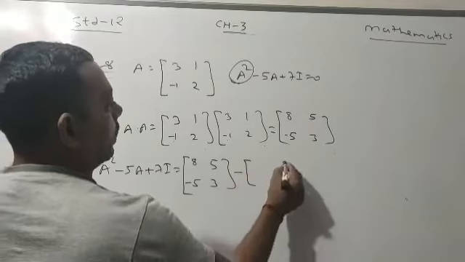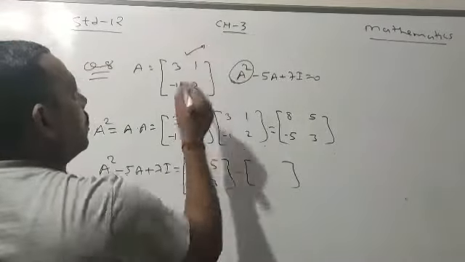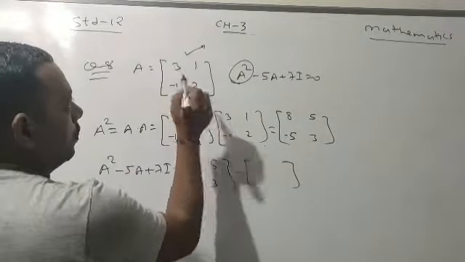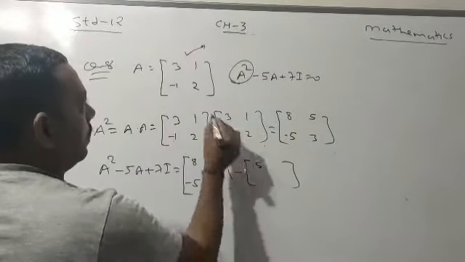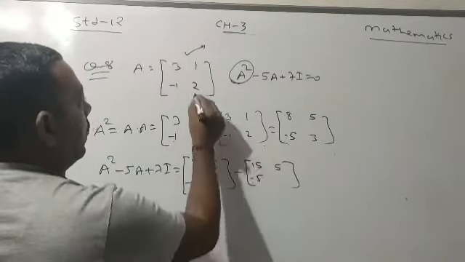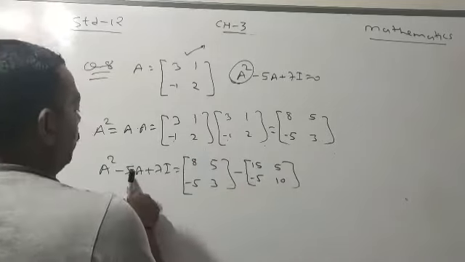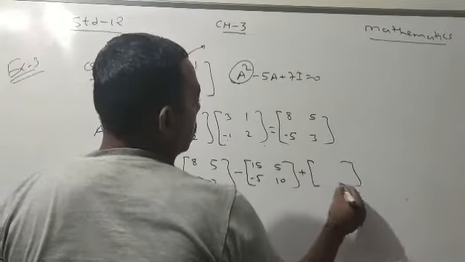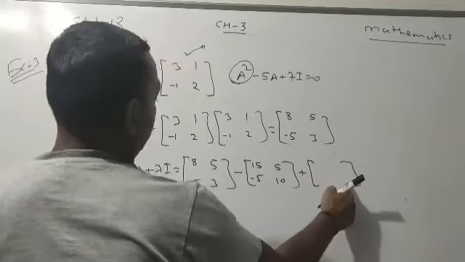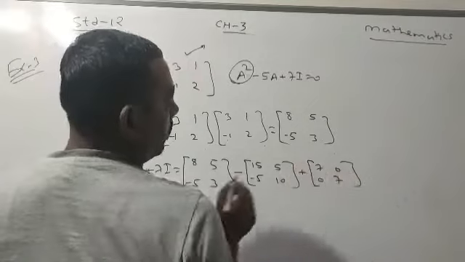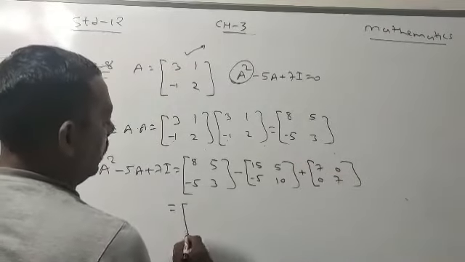Minus 5A. A is given. So what do you mean by 5A? Each entry multiplied by 5. So 5 3s are 15, 5 ones are 5, minus 5 and 10. This is 5A. Now 7I. I means 1 0 0 1. That's why 7I means 7 0 0 7.